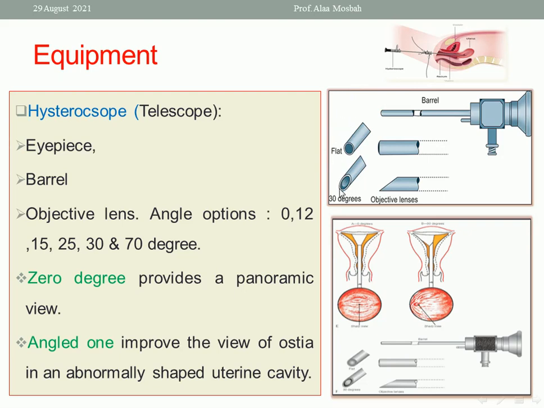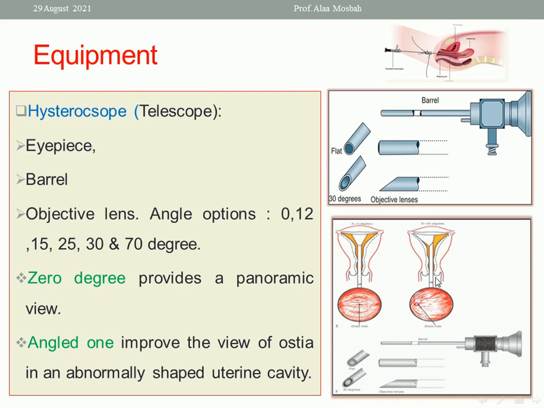While the angled one lets you see a certain angle or a certain side, like in this picture. This is the angled one. You can see the tubal ostia on the other side here, but not this side in this position. While the 0 or flat one, you can see a panoramic view as you see in this picture. This is the difference between 0 or flat and the angled one.